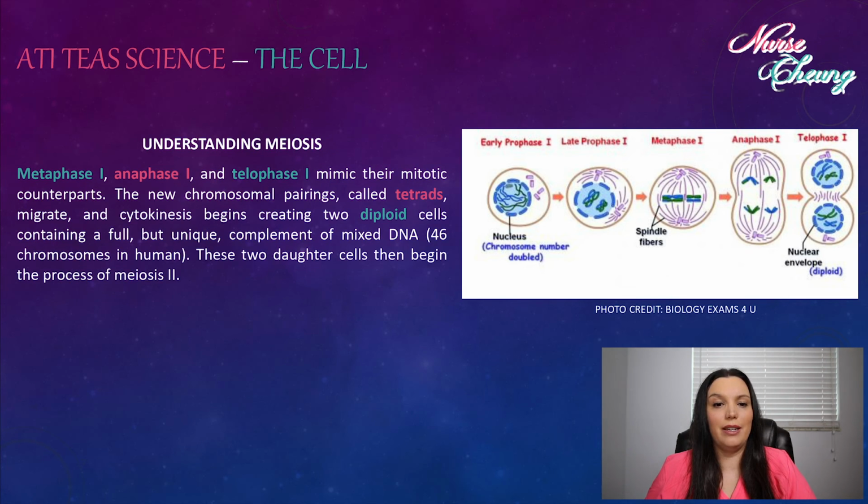In metaphase 1, anaphase 1, and telophase 1, they mimic the mitotic counterparts. The new chromosomal pairs, called tetrads, migrate and cytokinesis begins developing two diploid cells, containing a full but unique complement of mixed DNA, 46 chromosomes in humans. These two daughter cells then begin the process of meiosis 2.